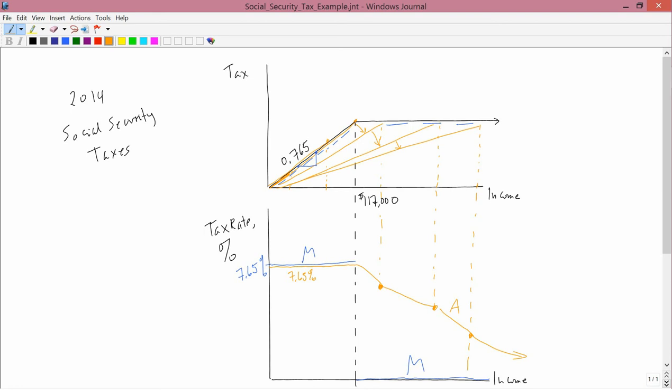We will have another example of average and marginals coming up.